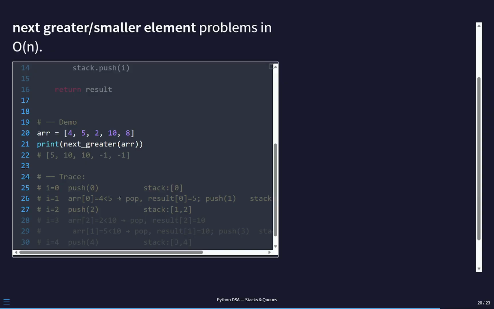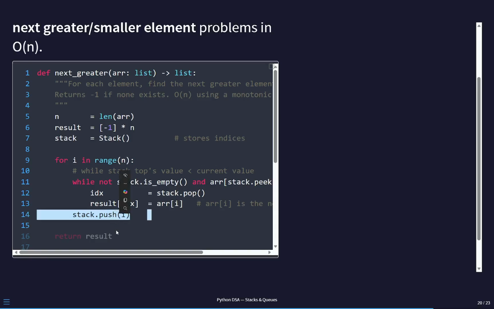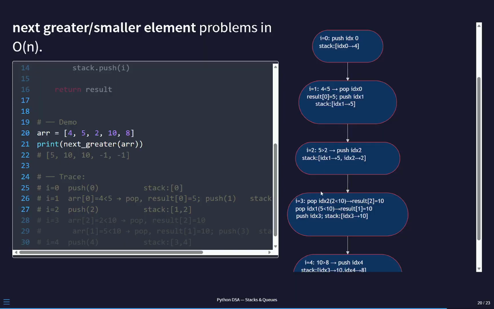Then push the current index. Any indices still on the stack at the end have no greater element to their right. They stay at -1. Click the trace for 4, 5, 2, 10, 8.